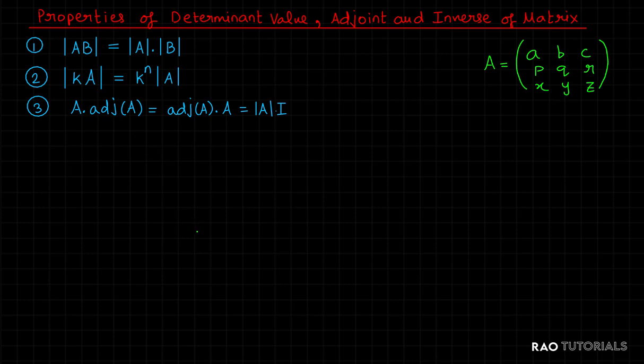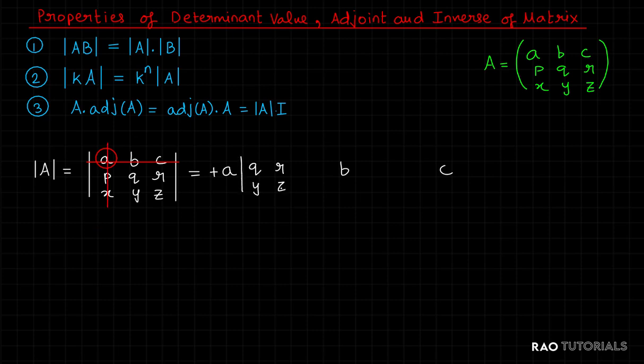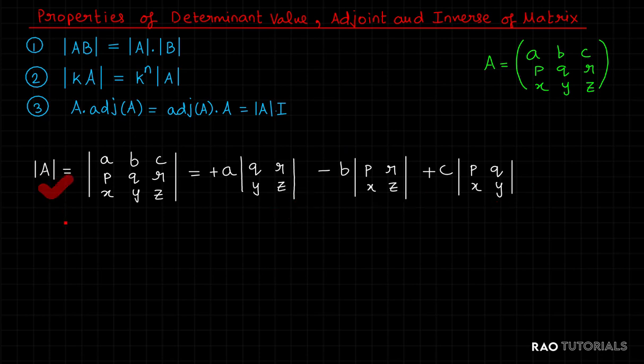Then its determinant value is, expanding along first row, we have A, B, C, cofactor of A equals positive Q, R, Y, Z. Cofactor of B is minus P, R, X, Z. And cofactor of C is positive P, Q, X, Y. So the first row and the cofactors of first row give us the determinant value.